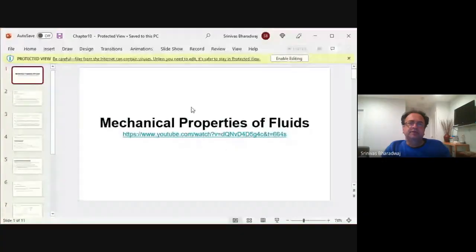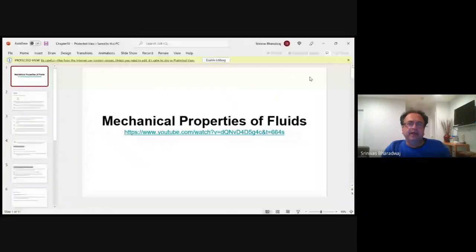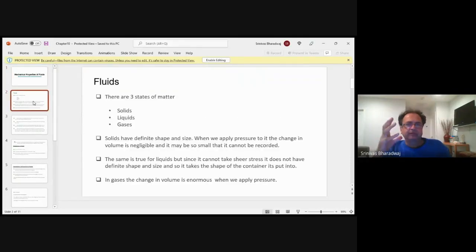Mechanical properties of fluids, I think you may all know. I hope you can see my screen. Fluids behave in certain ways. What is a fluid? As you know, solids, liquids, and gases are the three states of matter. There is a fourth state of matter called plasma, when fused nuclei are brought together, the electrons have all disappeared and they exist in a state of plasma.